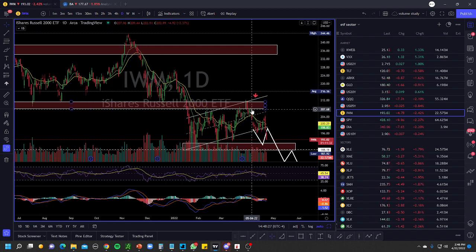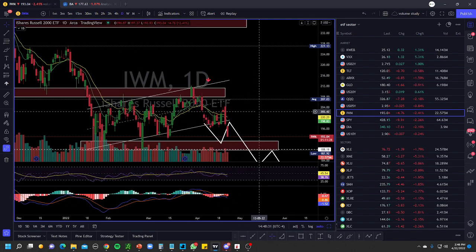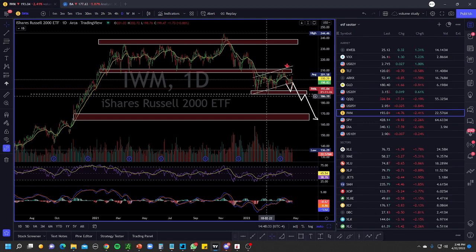If you miss a trade, that's okay. You can always retake a trade, right? So always wait for price action to confirm, but IWM looking very weak here. If it breaks below 187, we can go down here, right?